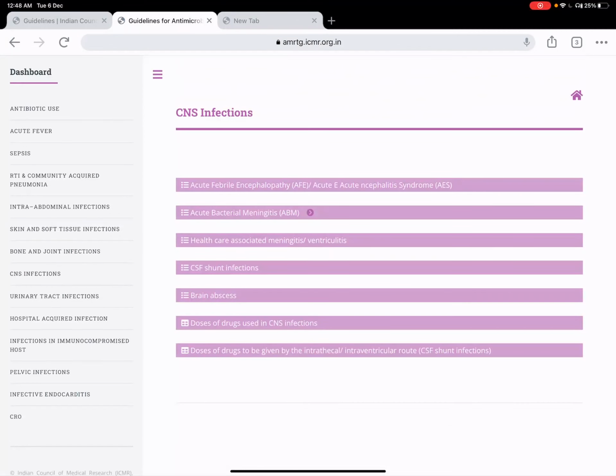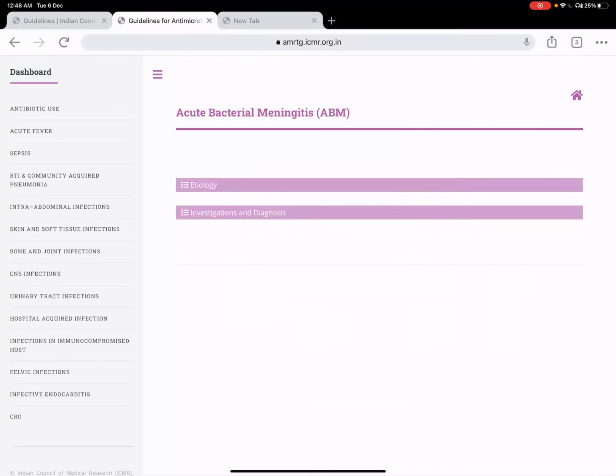Okay, CNS infection, what is the drug? Acute bacterial meningitis.